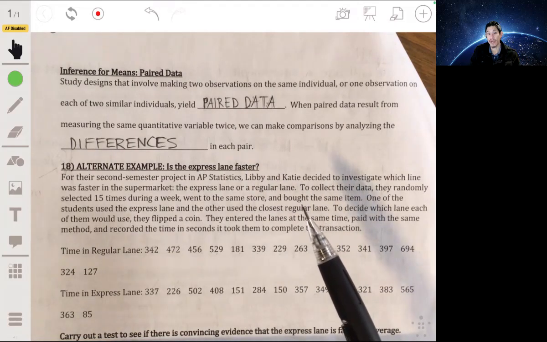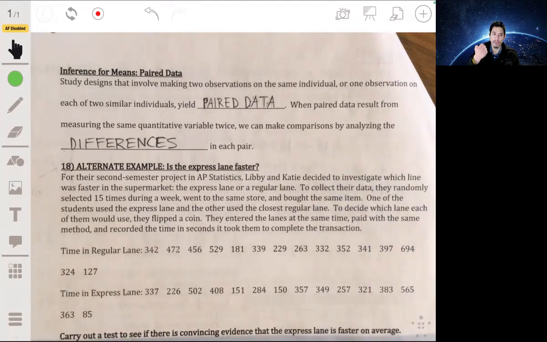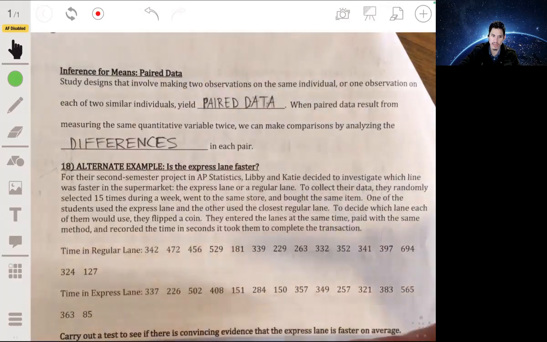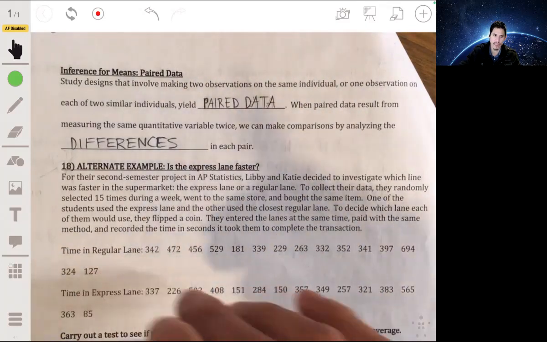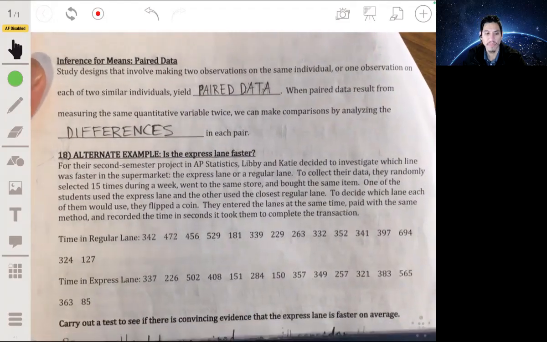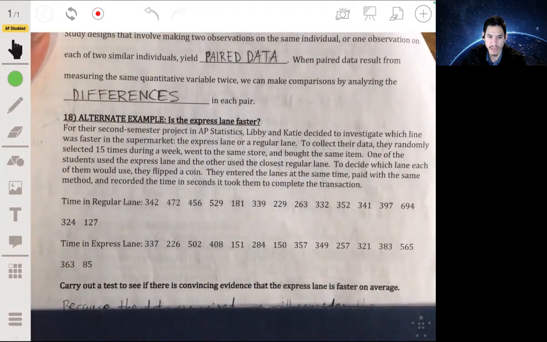Now, to decide which of them would use each lane each time, they flipped a coin, that way it was random assignment. And then they made sure to enter the lanes at the same time, to pay with the same method, credit card or cash, whatever. And then they recorded the number of seconds it took for them to complete the transaction. So here they are. Here are the times in the regular lane, and here are the times in the express lane. So we're going to carry out a test to see if we have convincing evidence that there actually was an improvement in the express lane.